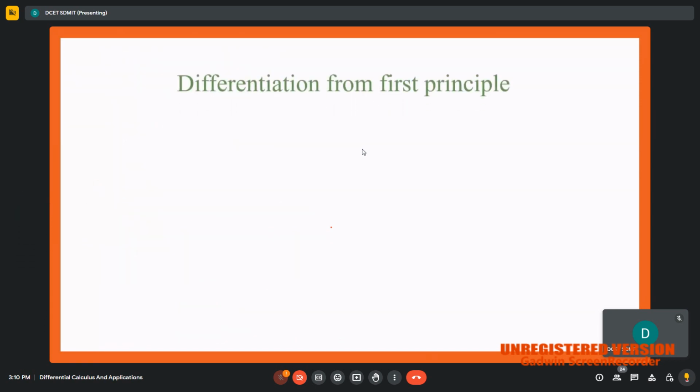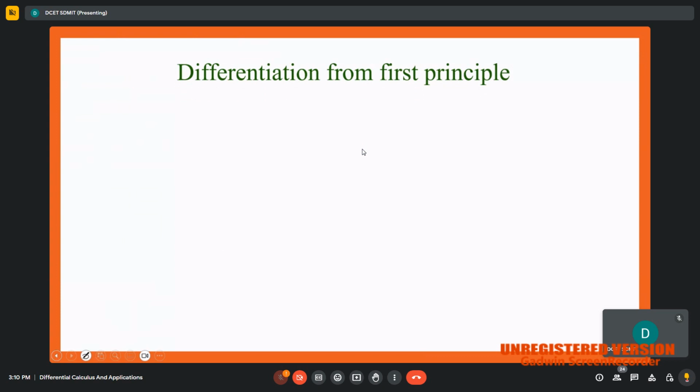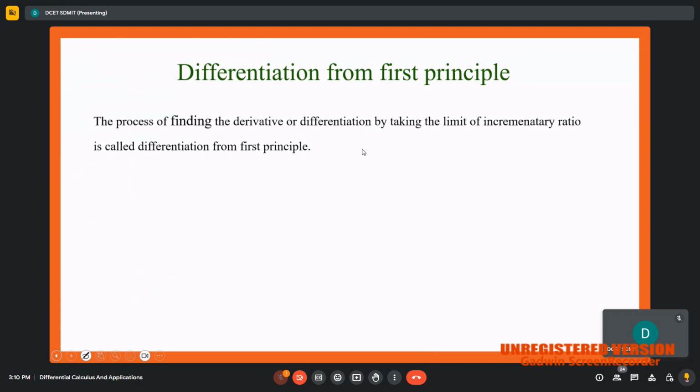Next we are using differentiation from the first principle. What is differentiation from the first principle? The process of finding the derivative or differentiation by taking the limit of the incremental ratio is called differentiation from the first principle. So we apply the definition and find the derivative.